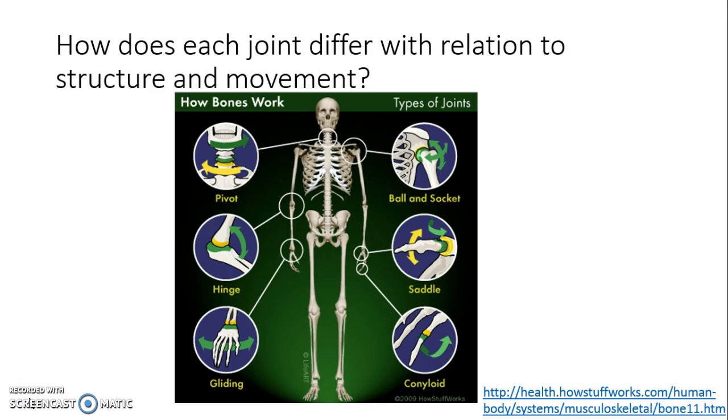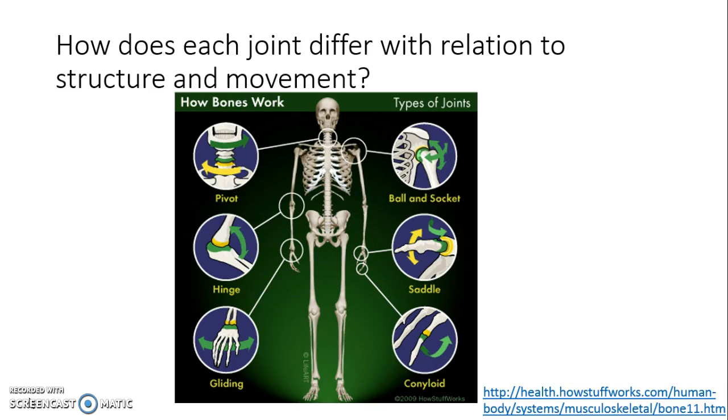The sixth slide is how does each joint differ with relation to structure and movement. All these six joints are synovial joints. The first one is pivot. The pivot joint is also known as a rotary joint, for rotational movement. This type of joint can be found between your neck vertebrae. For instance, when you turn your head side to side, it's due to the rotational movement of the pivot joint, so this can happen.